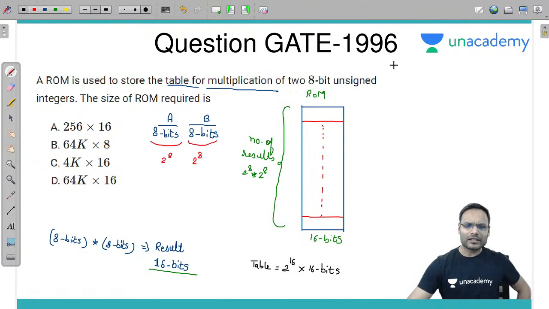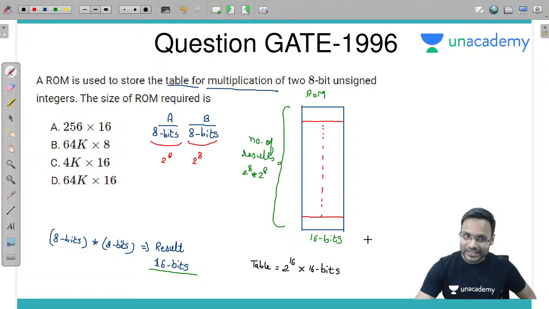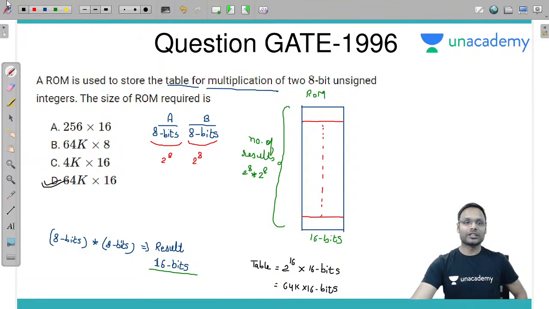2 power 16 different results you are storing, and each result is of 16 bits. 2 power 16 I can represent as 64K. So a 64K cross 16 bits table you will need to store this multiplication table.